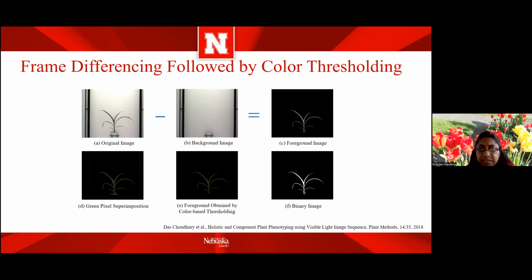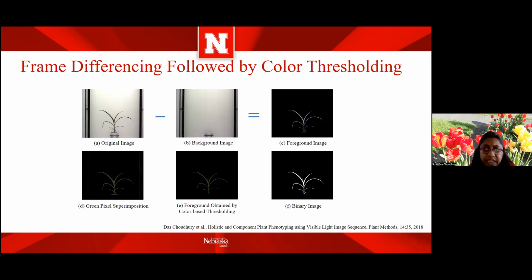That means the plant pixels, which are green in color, are superimposed on the foreground image. The foreground image is the image that we obtained by subtracting the background from the original image. And then when we did green color thresholding, we only obtained the plant pixels, and the unwanted parts of the image, the soil component and the background cabinet, are gone. That is the image we obtained in figure E, foreground obtained by color-based thresholding. And after binarization, we got the binary image shown in F. So frame differencing followed by color thresholding is a two-phase segmentation technique.